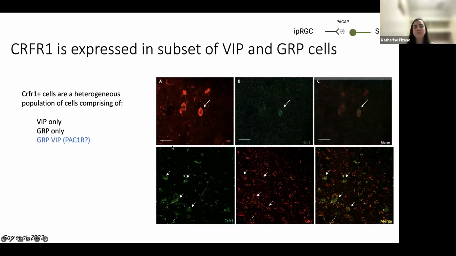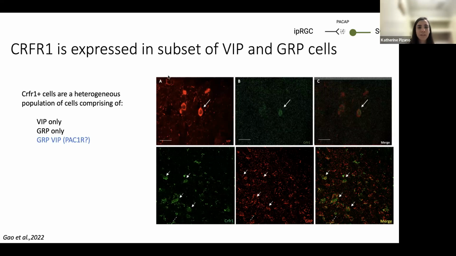Moreover, there have been previous transcriptomic studies, and we're interested in PACAP, and these studies have confirmed that the PAC1R receptor is only expressed postsynaptically in the VIP GRP population, one of the many subtypes of the SCN, which also happens to be the only population expressing this CRF receptor 1. So here we did some immuno to confirm that further.